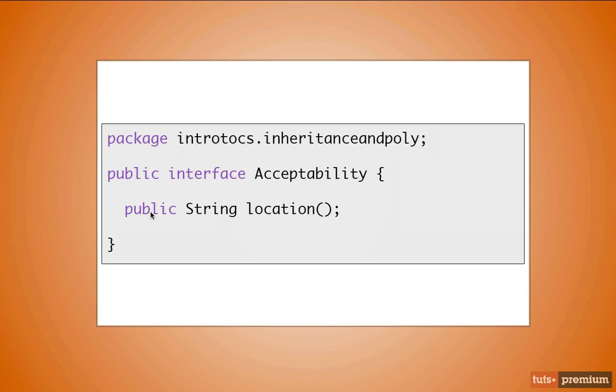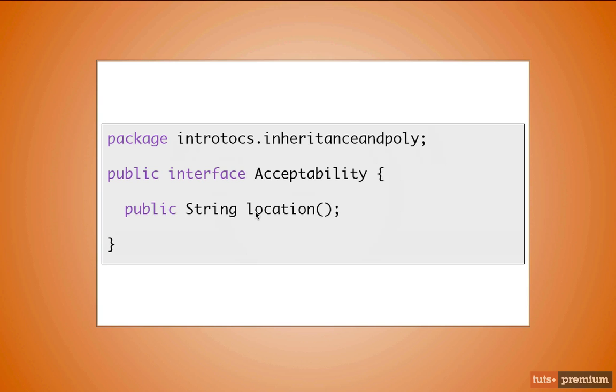You can see that I've set it to public, with a string return type, and I've given it a name of location. It also has opening and closing parentheses for its parameters, but they're empty as this method doesn't require any parameters. So you can see that there's no actual implementation or instructions for this method. That'll be handled by the class that implements this interface.